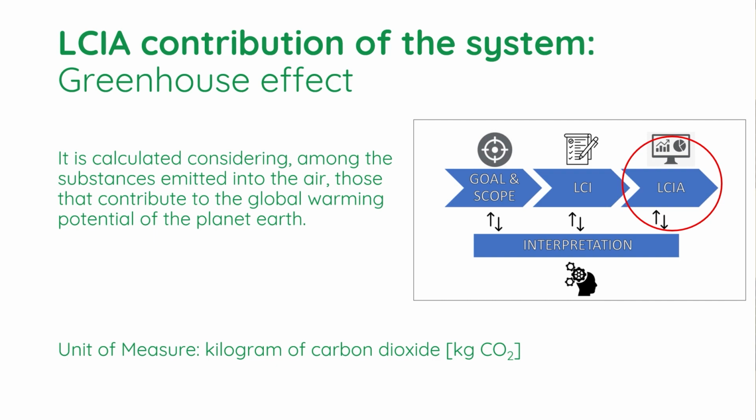Then we have the greenhouse effect. The greenhouse effect is calculated considering among the substances emitted into the air those that contribute to the global warming potential of planet Earth. The mass quantity of each substance, which is calculated over the entire life cycle of the product, is multiplied by a weight coefficient called, as I said, the global warming potential. Then, by adding the contributions of the various substances, the aggregate value of the indicator is obtained.